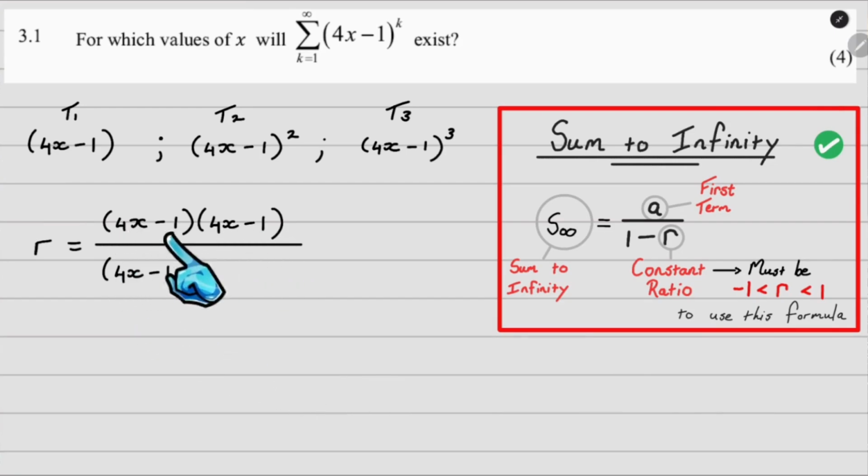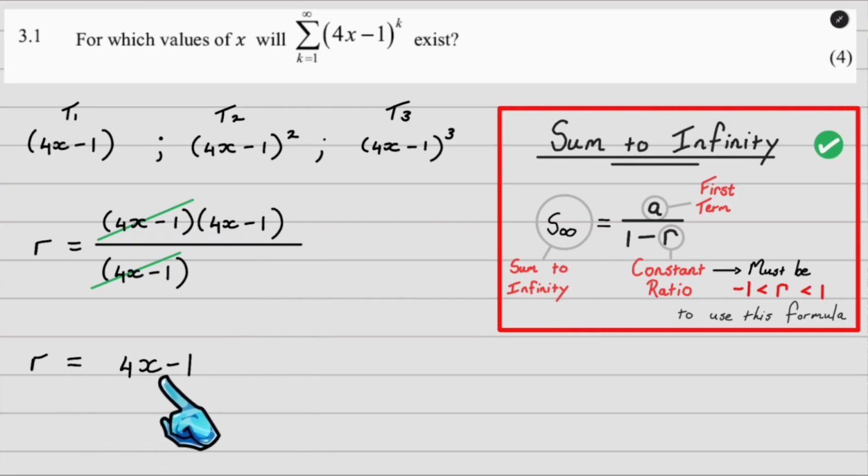If you're squaring something, it means you're multiplying it by itself. And then one of these brackets will cancel with one of those. And that leaves us with a ratio of 4x minus 1. We don't need these brackets anymore because it's not being multiplied by anything.